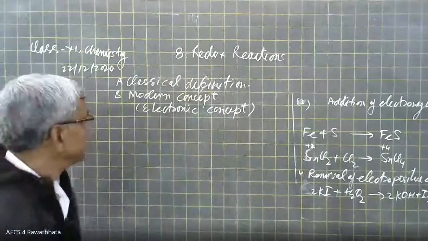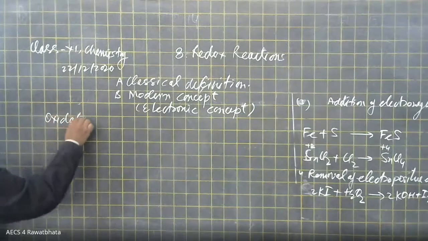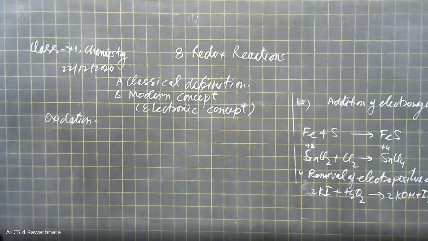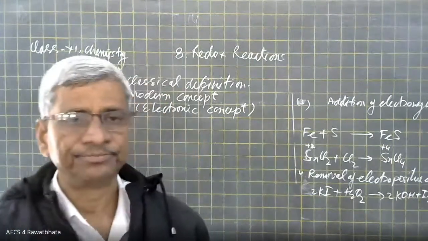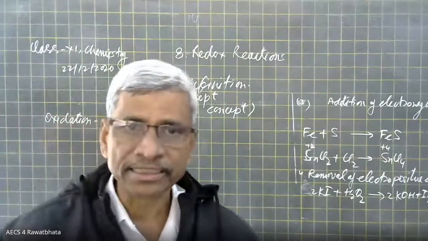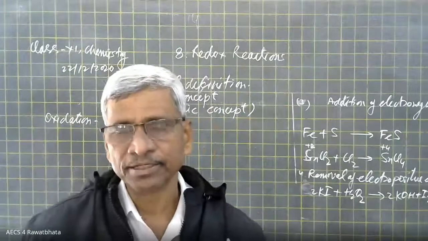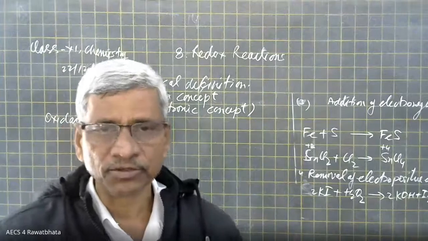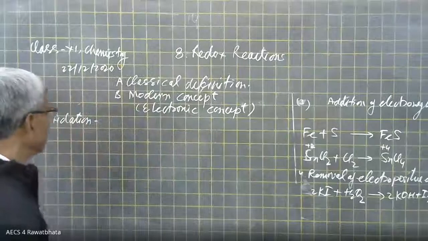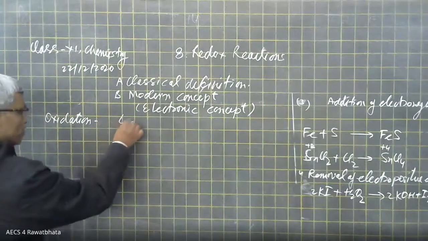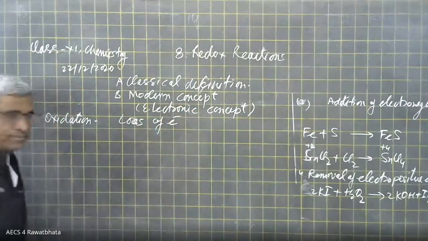Okay, beta. Here is oxidation. According to this concept, loss of electron is oxidation. Gain of electron is a reduction process. This is the definition, and this can be applied where we are unable to decide whether it is oxidation or reduction. Think about it in terms of electron, we can decide it. Oxidation is loss of electron.